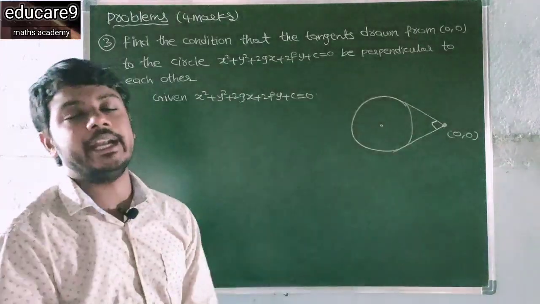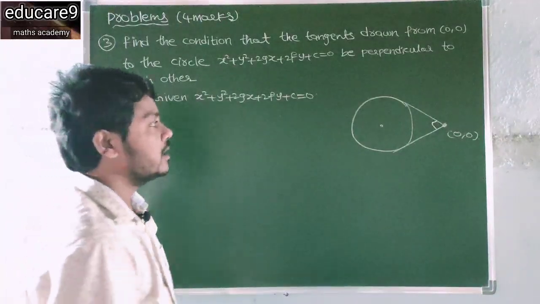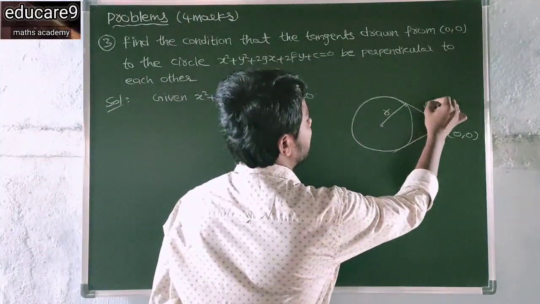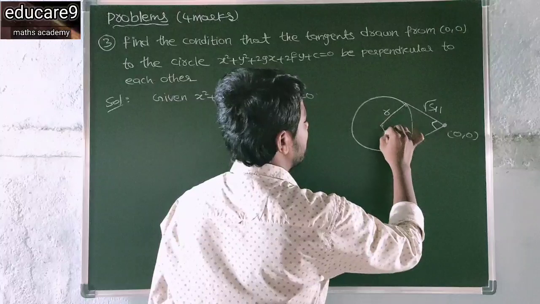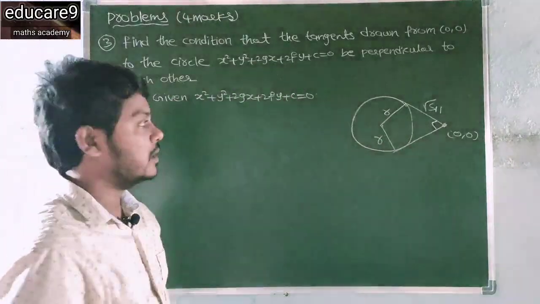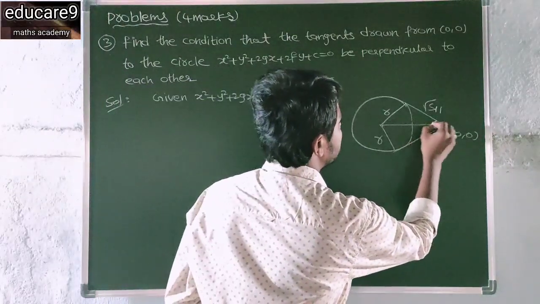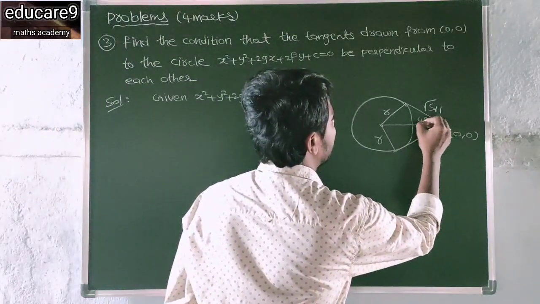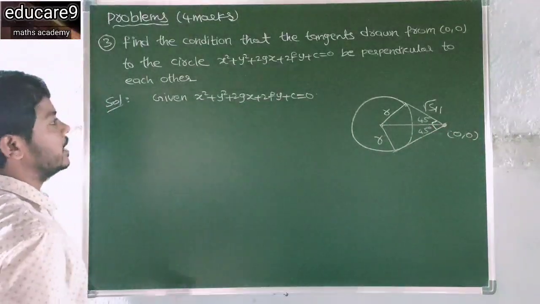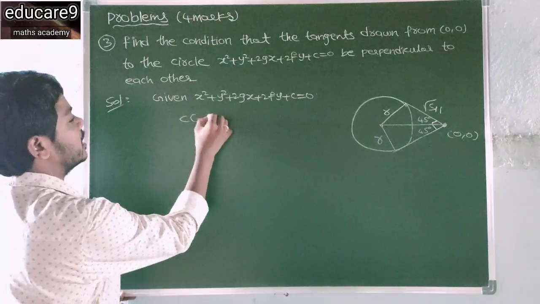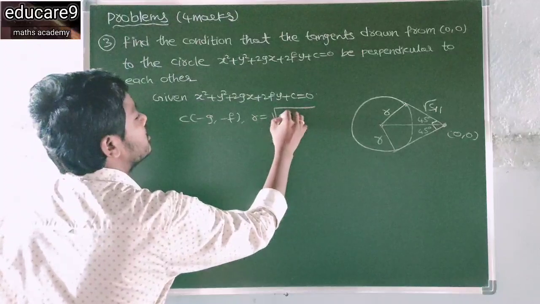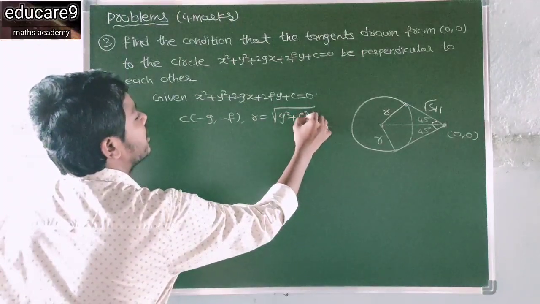Then you need to find the condition. Okay. So clearly this is the radius of the circle and this is the length of the tangent, root S11, and this is also the radius of the circle. Okay. Now here this is 90, this is clearly 45 and this is 45. Okay. Now see here, the center of the circle is minus g comma minus f and the radius of the circle is square root of g square plus f square minus c.